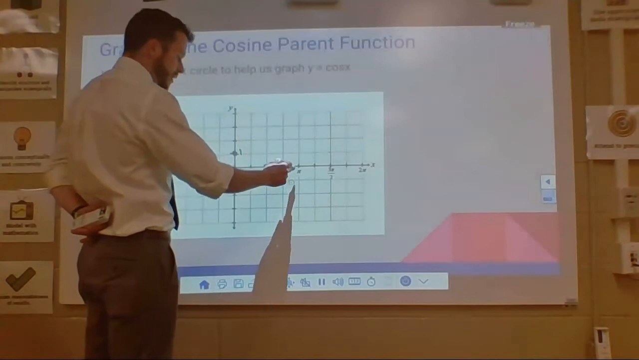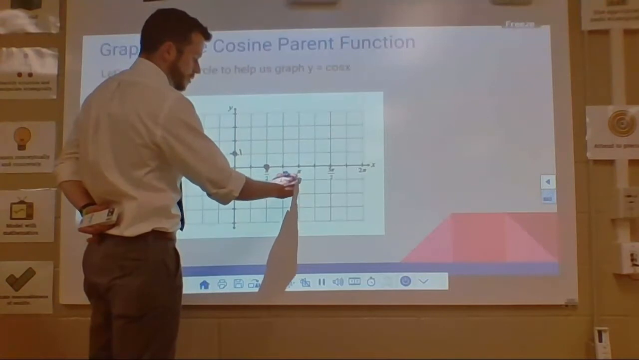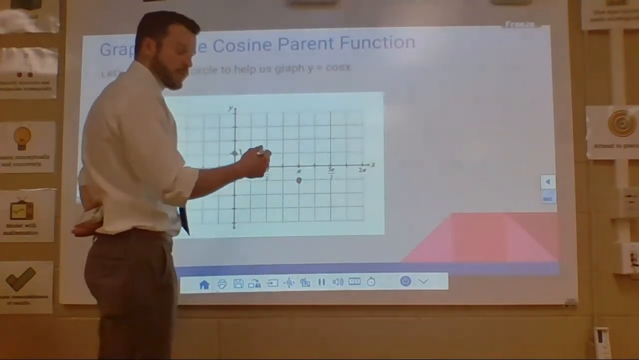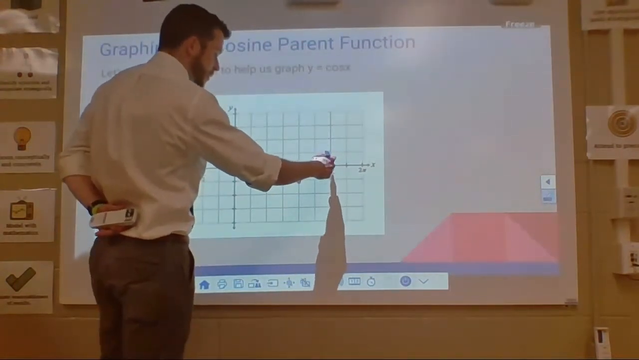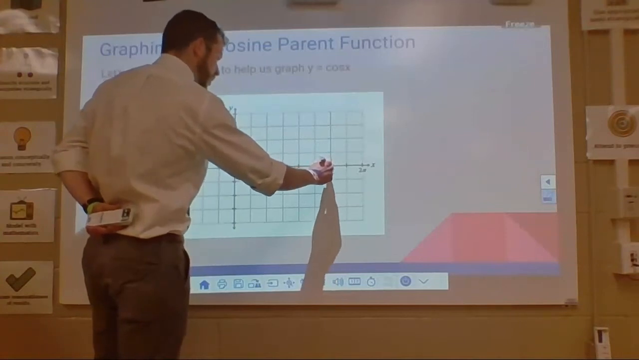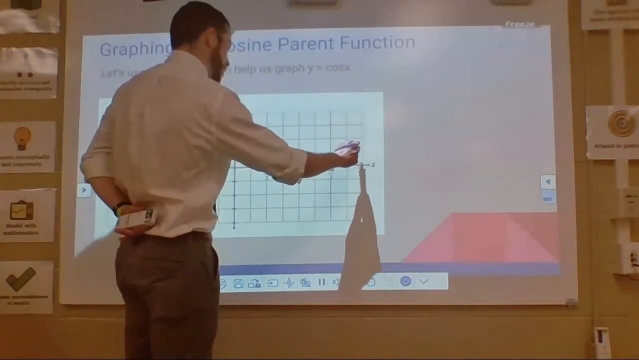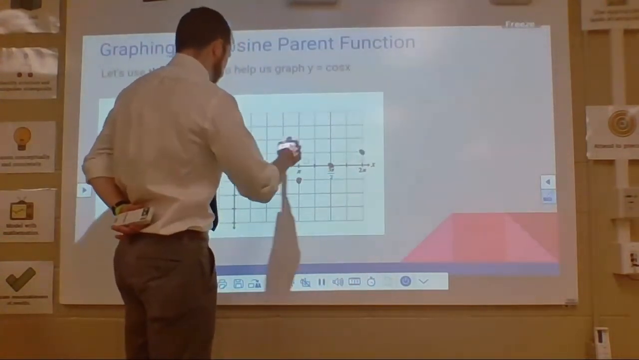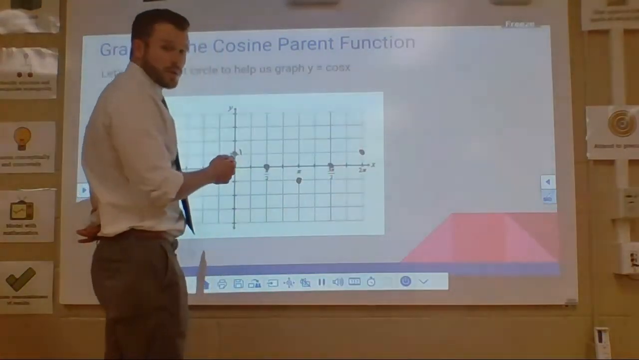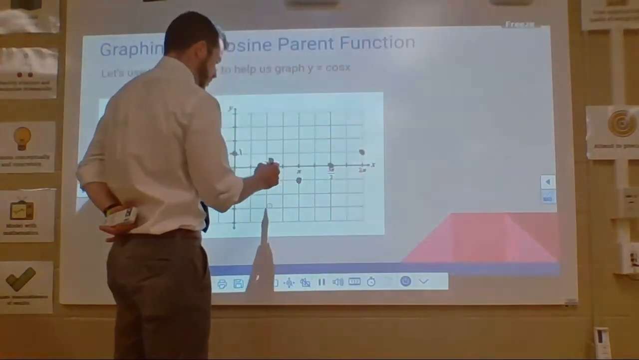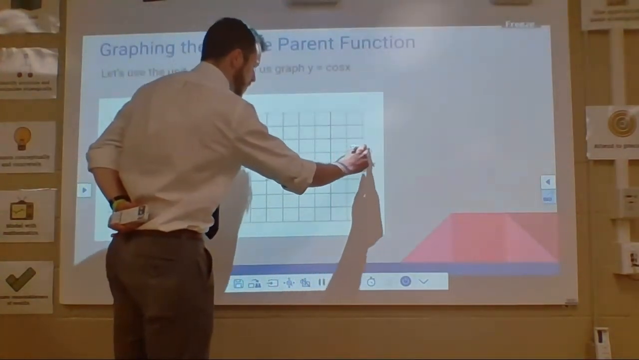And then at pi, you're going to have a minimum here, because the cosine value is -1. The x value on the unit circle at pi radians is -1. All right, then at 3 pi over 2, the x value is 0, the cosine value is 0. And then at 2 pi, you're going to have another maximum. You're back where you started, right? 2 pi radians is the same place as 0 radians. So you're going to have another maximum here. All right, so you can connect those dots. This will be one cycle, one period.